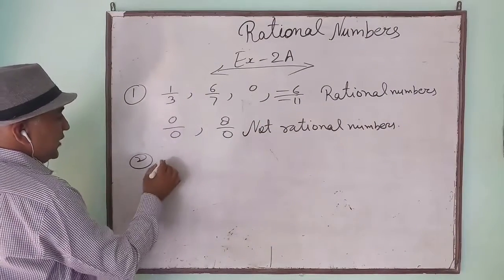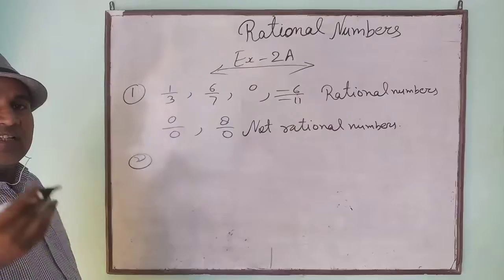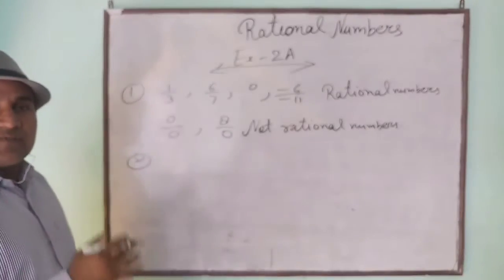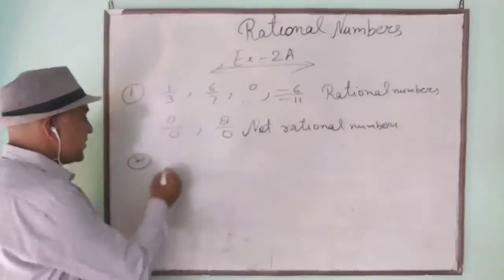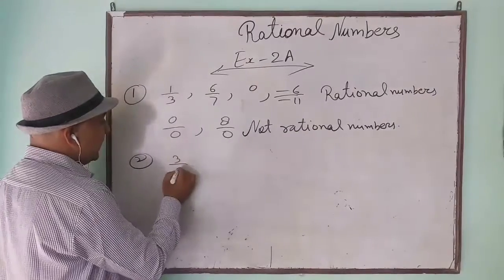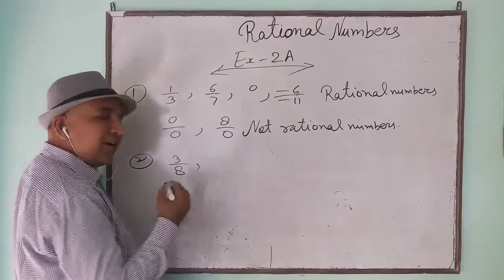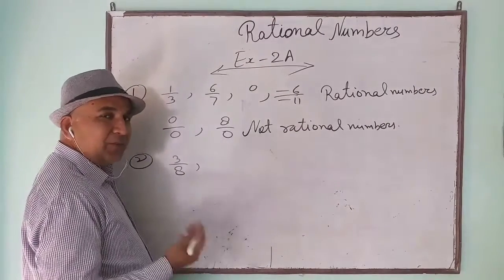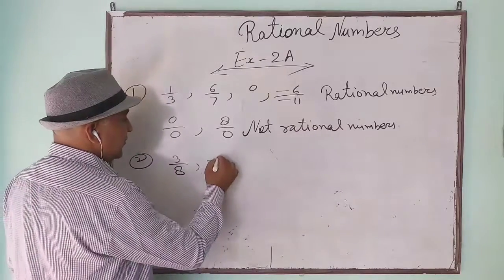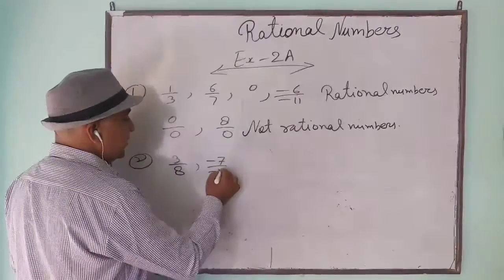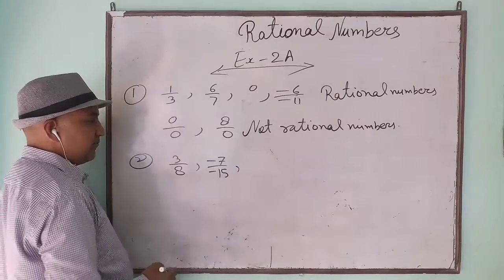In the second question, you have to tell which one is a positive rational number and which one is a negative rational number. So see, I am writing here 3/8. Is this positive or negative? I hope you have learned. -7/-15.